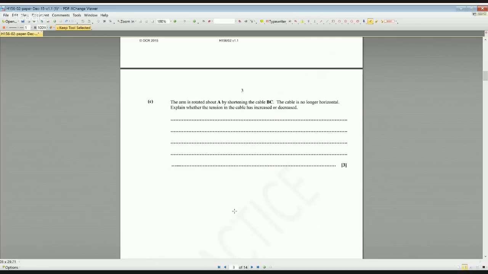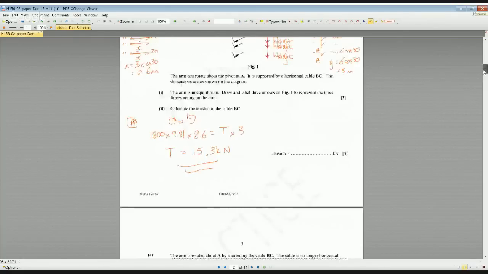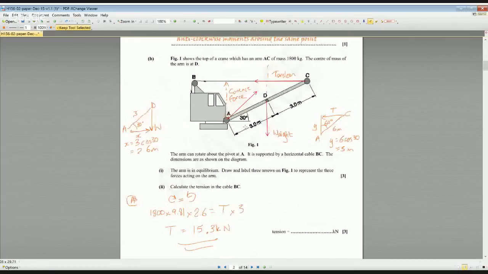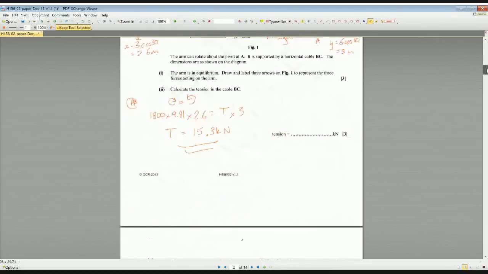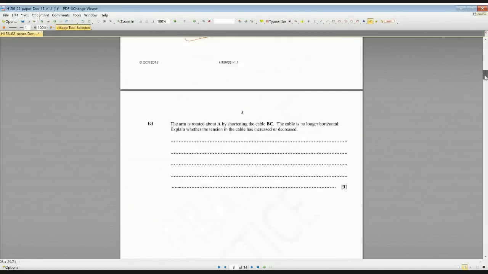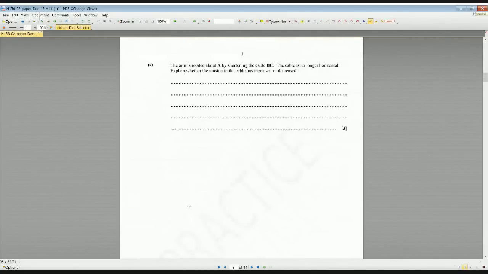Now, this question had me thinking for quite a while this afternoon, and it's certainly not one I got right when I tried this myself a few months ago. The arm is rotated about A by shortening the cable BC. If we can just scroll up so I can show you the question again. So the arm is being rotated. So the beam A, D, and C is going to rotate anti-clockwise around A. The rope at BC is getting shorter, and it's no longer horizontal. So the whole system is changing in quite a complex way. There's 3 marks here for explaining whether the tension in the cable has increased or decreased.